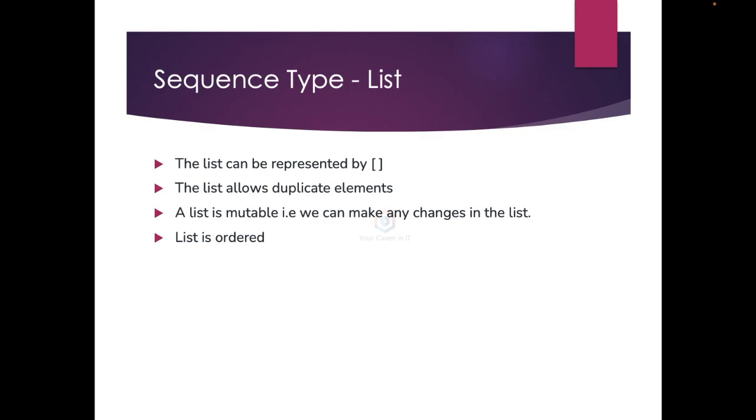Okay, so the subtype of sequence is a list. The list can be represented by square brackets. The list allows duplicate elements. You can use duplicate elements in a list, but we cannot use duplicate elements in a set. A list is mutable, that is, we can make any changes in the list, and the list is in order.